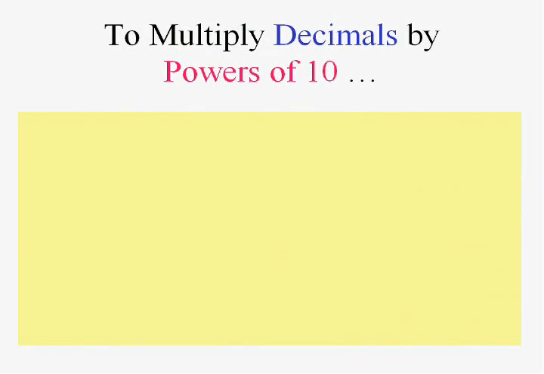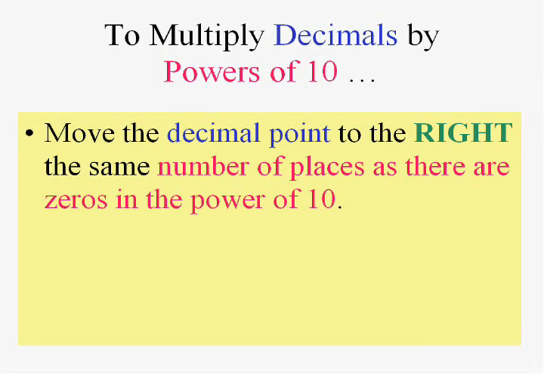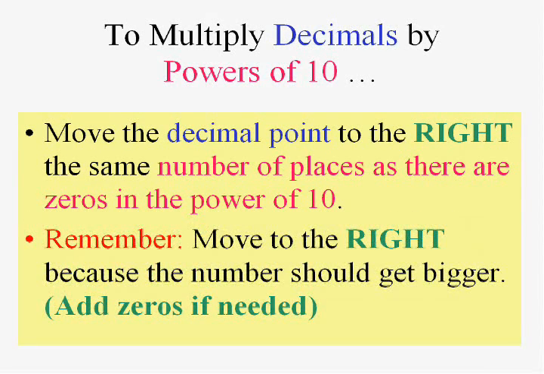Excuse me, Professor Brainiac. Okay, here's the shortcut. You move the decimal place to the right the same number of places as there are zeros in the power of 10. That's multiplying by powers of 10. Remember, though, we're moving to the right because when we multiply, the number should get bigger. And if we need to, we can add zeros.